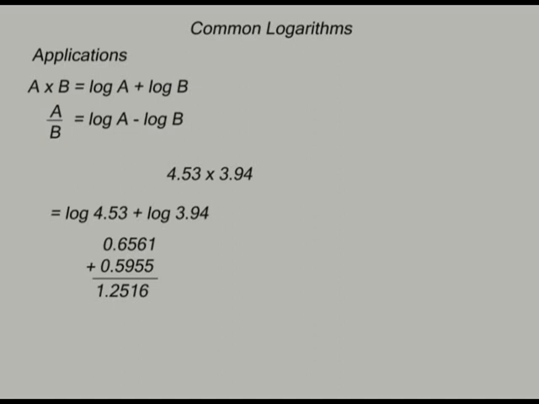Finally, to get the real numbers, we find the antilog of this answer, and so log inverse of 1.2516. We have 1, so we start with 10 raised to power 1, and then the antilog of 0.2516. And so our answer is 1.782 times 10 raised to power 1, or 17.82.